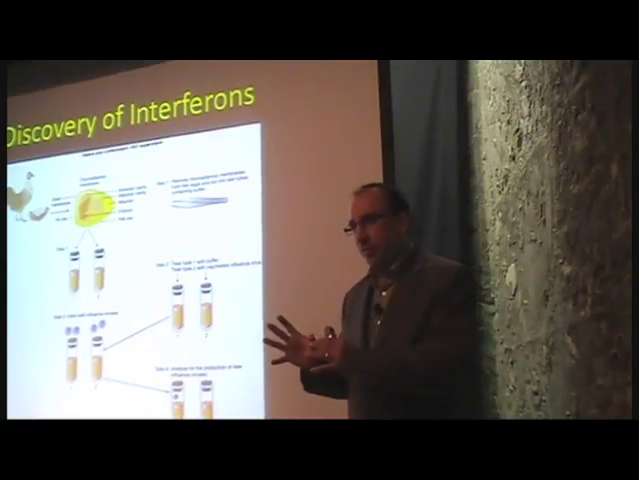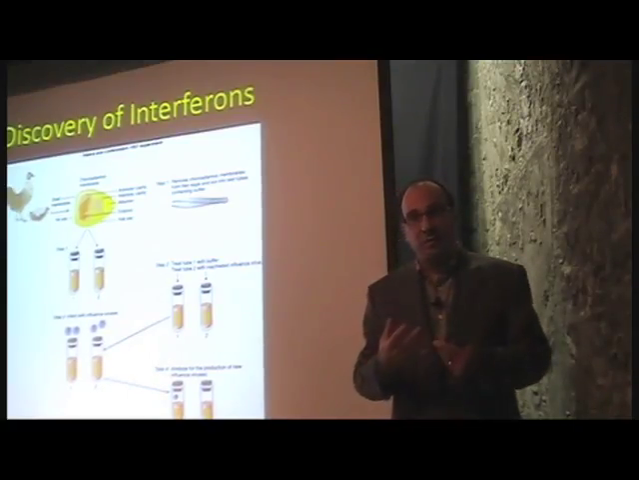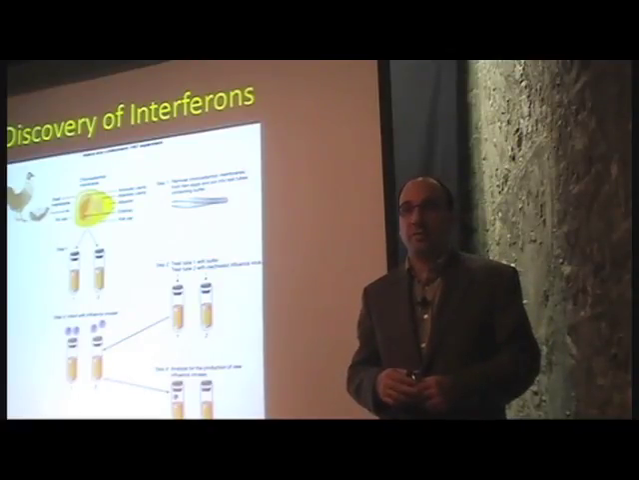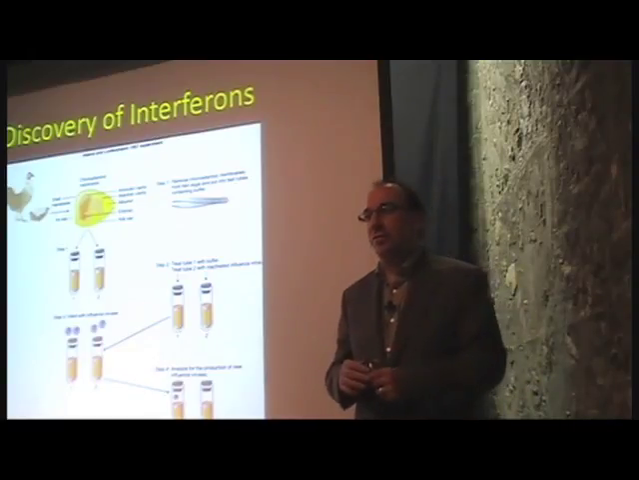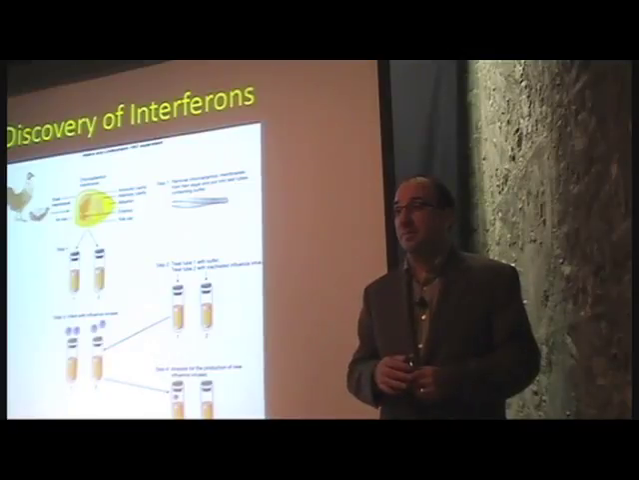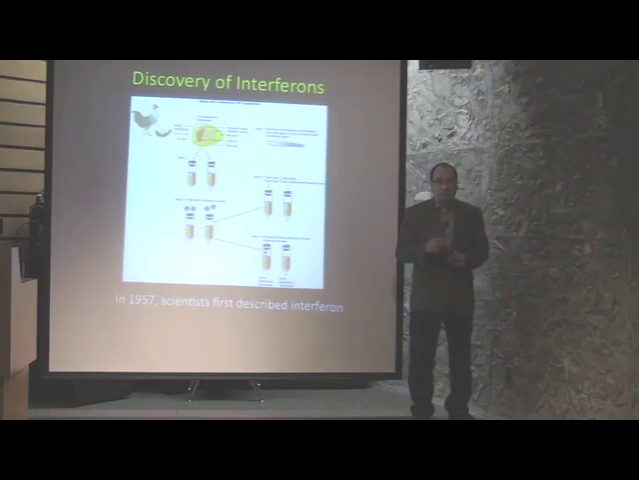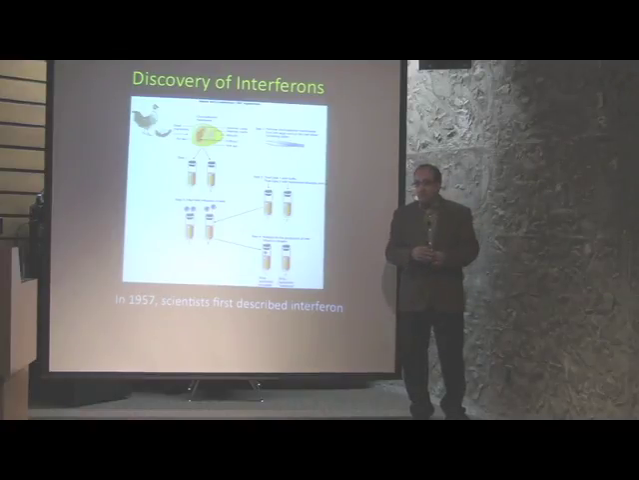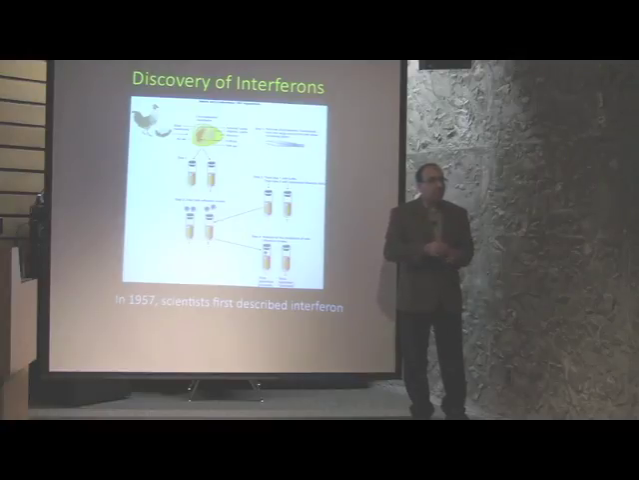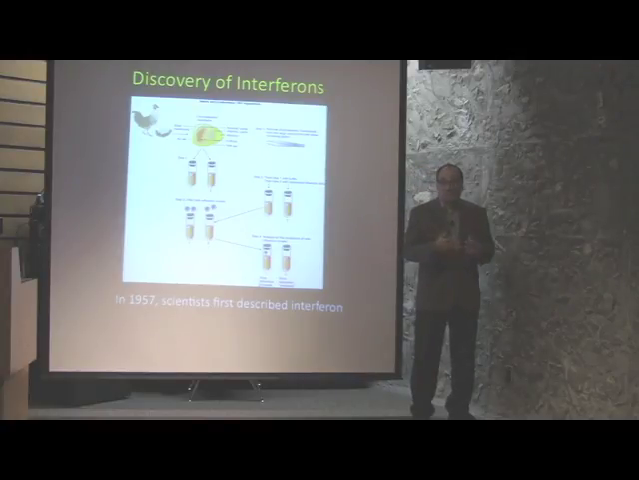So one tube was mock treated, another was treated with UV inactivated viruses, which can enter but can't produce infectious virions. After that treatment, both tubes were treated with wild-type virus. What they found was that in the mock-treated tube, the virus was able to replicate, but in the tube that had been pre-treated with the UV inactivated virus, the subsequent addition of infectious virus, or wild-type virus, didn't replicate.